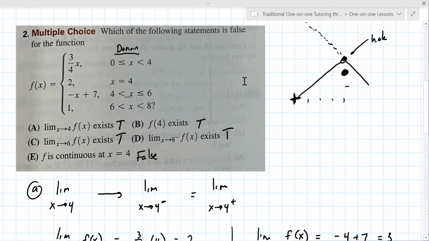How do you know it's a hole? Because neither one is defined there. See how this is at less than 4 and this is greater than 4. There's not that line underneath. It's a very small thing, but if you were to just graph it, you might see the intersection and think, oh, these are okay, but they're not. Can't do that.